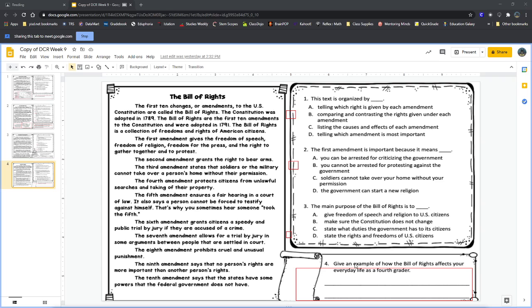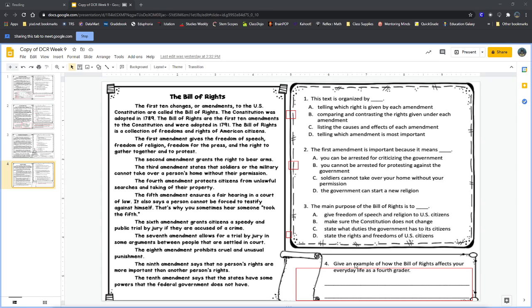Number 1, it makes it so that you can't go to jail just for saying something. Before, like when we had a king, if you said something like, oh, the king's dumb, or I don't like the king, or the king makes bad choices, they could throw you in jail. Freedom of religion. No matter what religion you follow or practice or are part of, they can't throw you in jail for that.